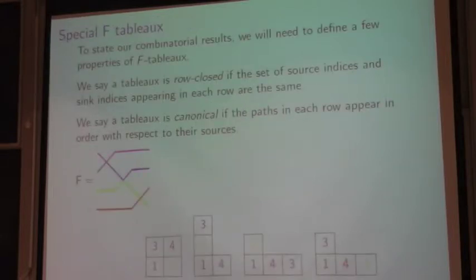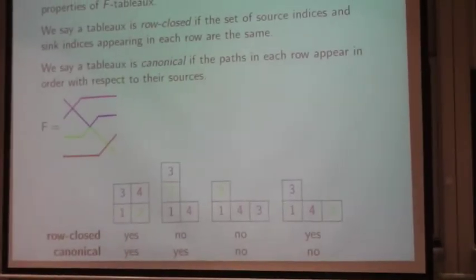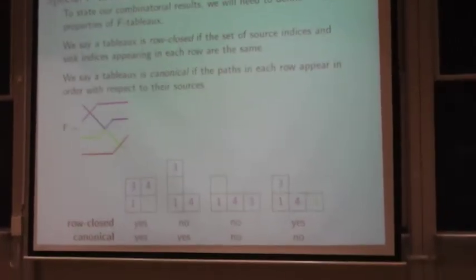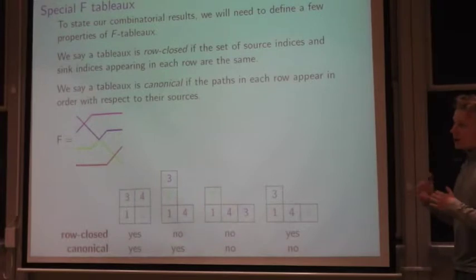Okay, so to actually evaluate the immanant that I defined, we're going to have to talk about certain classes of F-tableau. We say that a tableau is row closed if the set of source and sink indices in each row are identical. And we say that it's canonical if the paths are sorted in each row with respect to their sources.